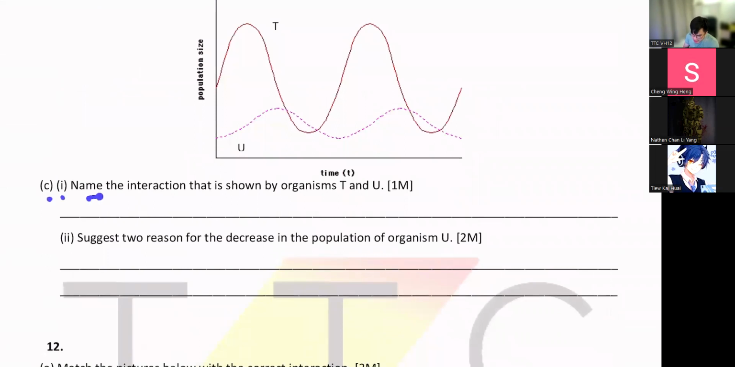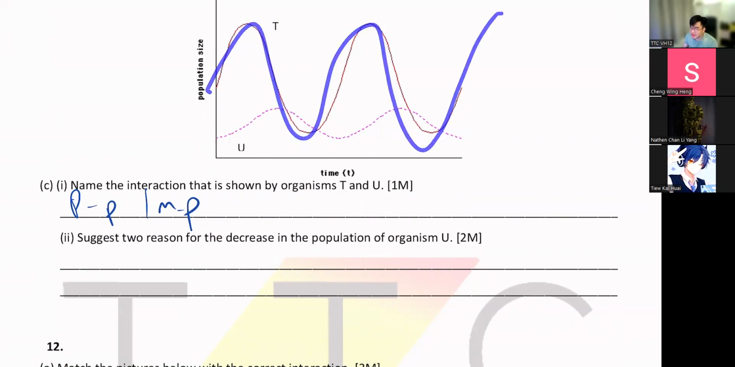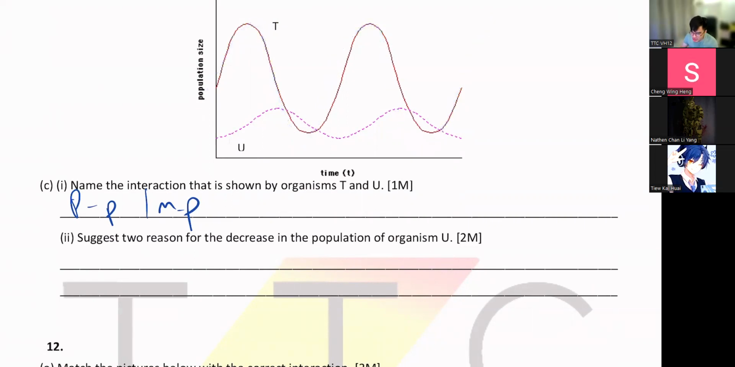So C1, name the interaction that was shown by T and U. Obviously, this is prey predator also. Like I said, this is healthy prey predator. Because you see, let's say T is deer. Deer also go up and down, right? They won't stay there. All populations will go up and down.